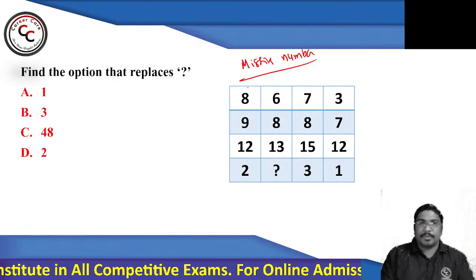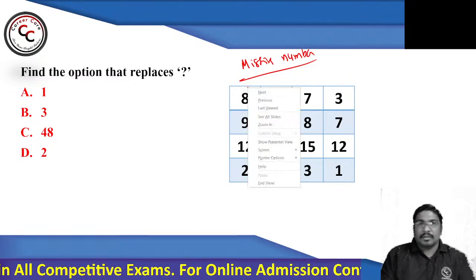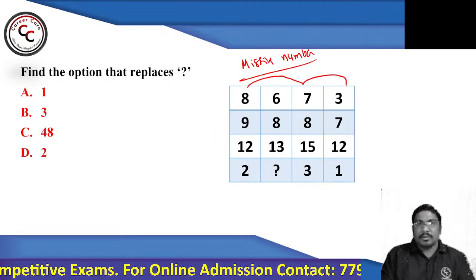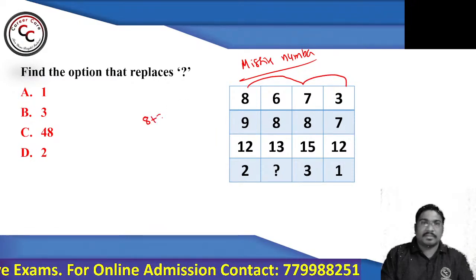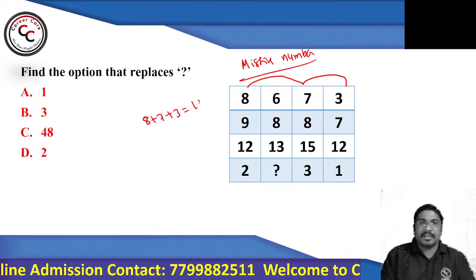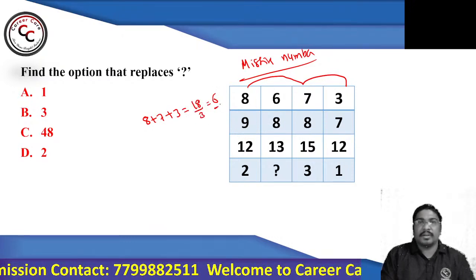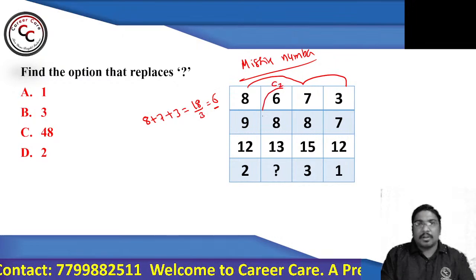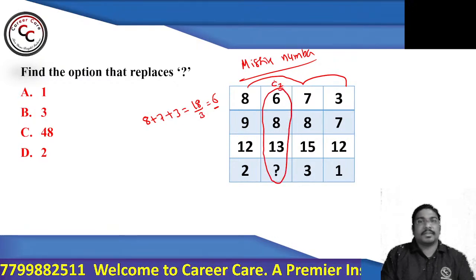Okay. So if you specifically see, concentrate on these 3 columns. 8 plus 7 plus 3. 8 plus 7 is 15. 15 plus 3 is 18. 18 divided by 3, you can call it as 6. That means column 2 based numbers are the result, you can say.